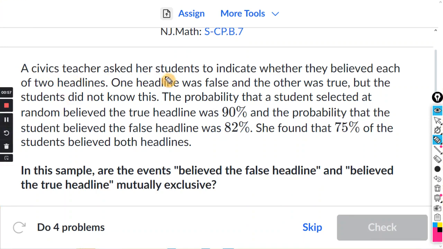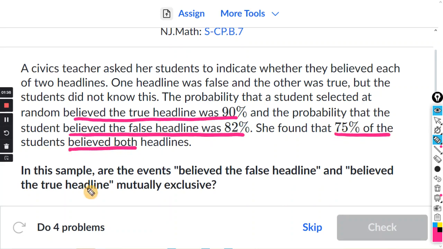A civics teacher asked her students to indicate whether they believed each of two headlines. One headline was false and the other was true, but the students didn't know this. The probability that a student selected at random believed the true headline was 90%. The probability that students believed the false headline was 82%, and 75% believed both. Okay, let's highlight that. The ones that believed the true headline was 90%. The ones that believed the false headline was 82%, and she said 75% believed both.